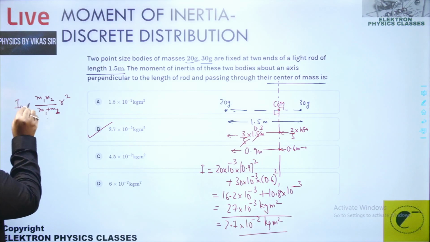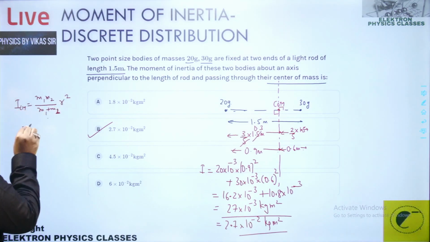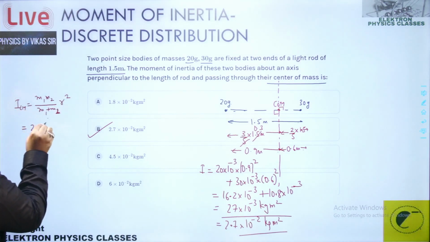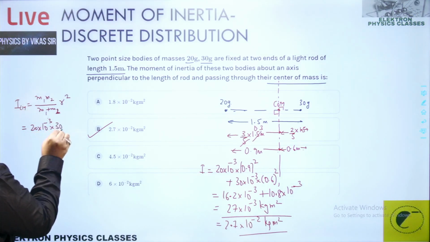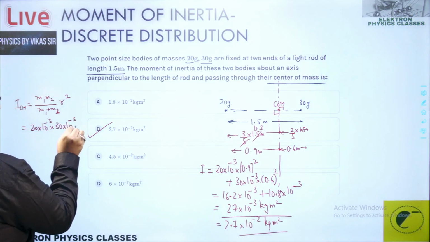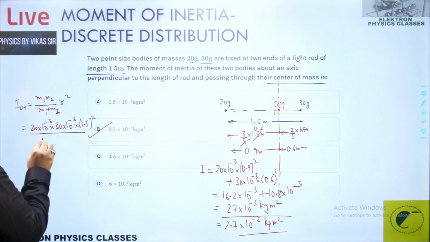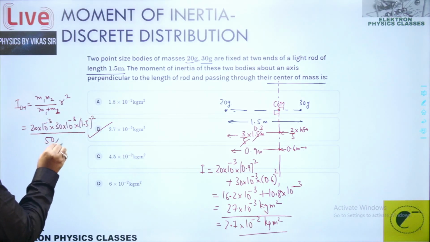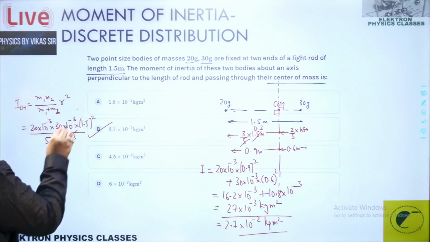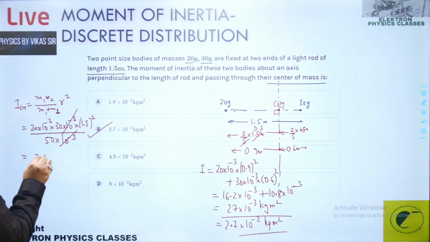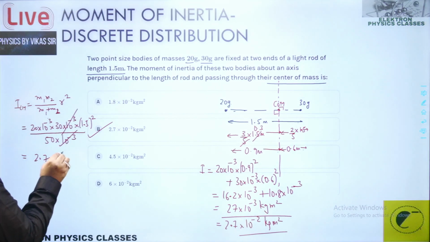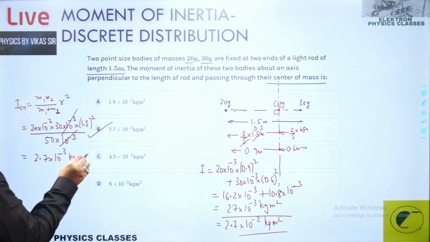So about this axis, that's 20 gram. So 20 into 10 power minus 3 into 30 grams. So 30 into 10 power minus 3 into 1.5 square and divided by 20 plus 30, 50 grams. So 50 into 10 power minus 3. This gets cancelled and you calculate this, you will still get the same value, that is 2.7 into 10 power minus 3 kilogram meter square.